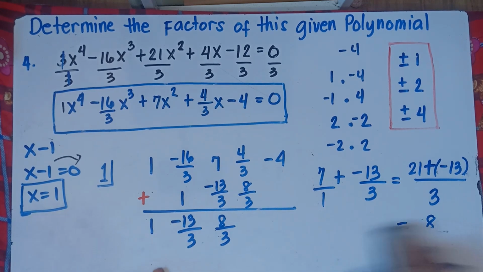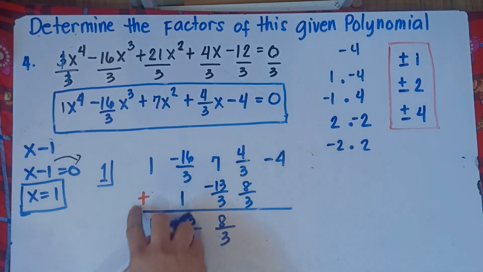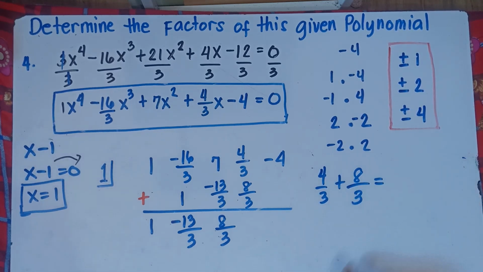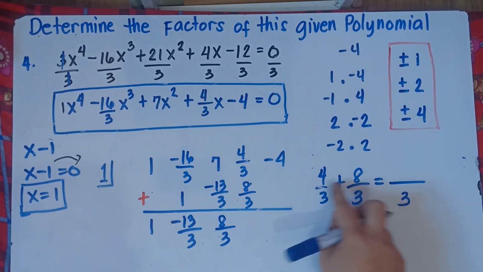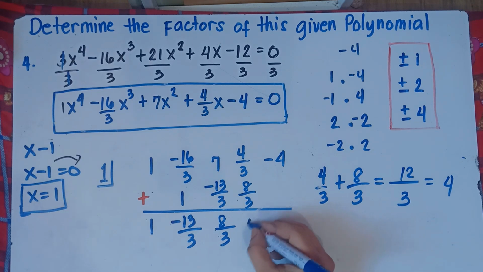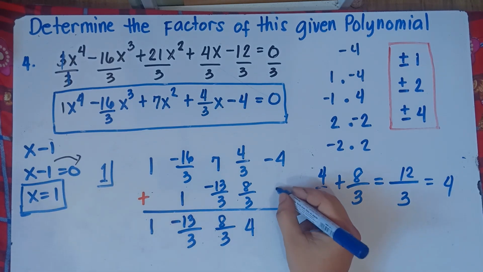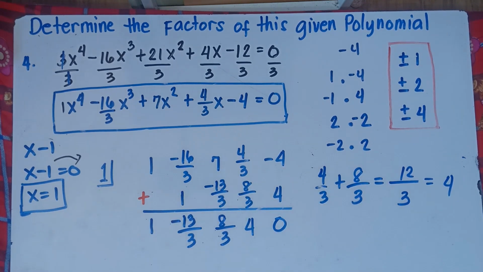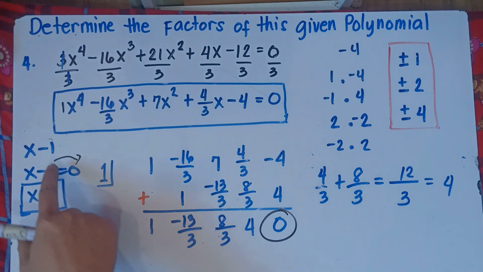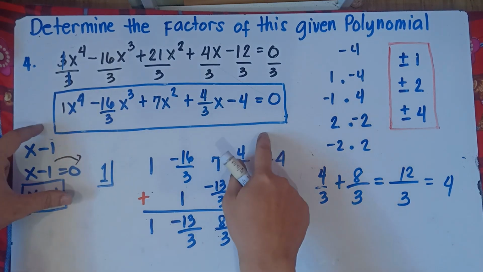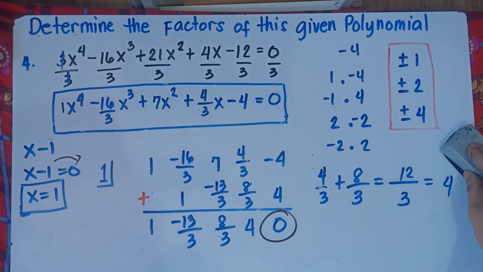Then you combine 4 over 3 plus 8 over 3. If they have the same denominator, simply copy 3. Then you add the numerators. 4 plus 8, that is 12. 12 divided by 3, that is 4. So this is 4. Then you multiply 1 times 4, that is 4. Then you combine negative 4 plus 4, that is 0. So since this is 0, therefore x minus 1 is a factor of this given polynomial. So our first answer, class, is x minus 1.